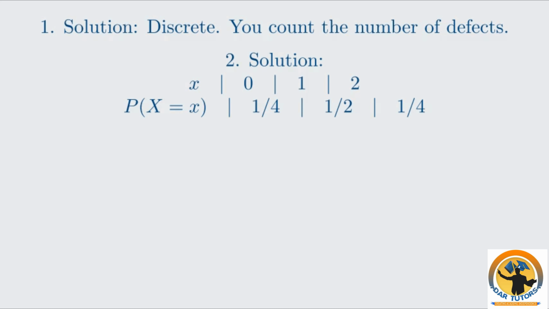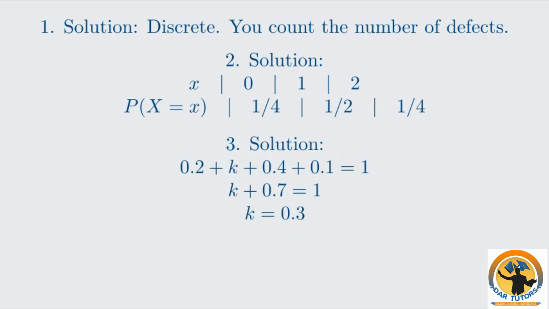Question 3 asked you to find k for a given distribution. Using the rule that the probabilities must sum to 1, we add the given probabilities. 0.2 plus k plus 0.4 plus 0.1 equals 1. This simplifies to 0.7 plus k equals 1. Therefore, k must be 0.3.